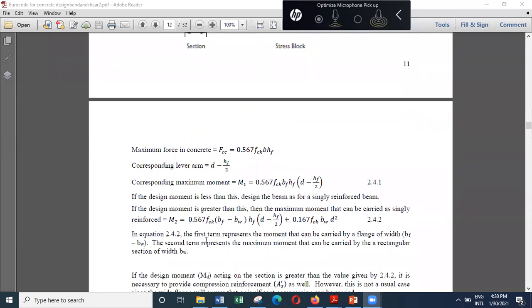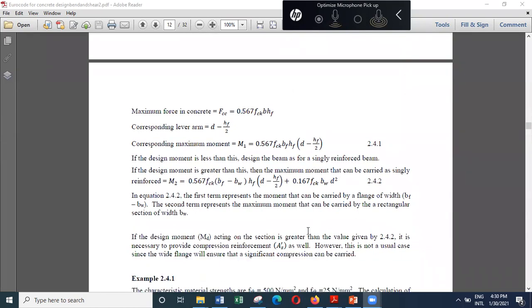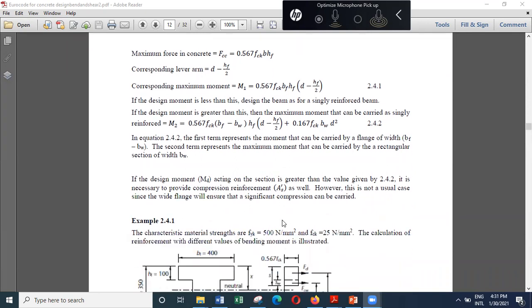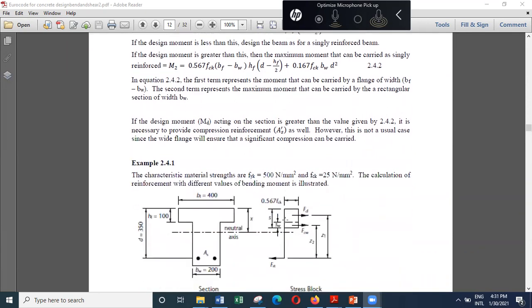In equation 242, the first term represents the moment that can be carried by flange with BF minus BW. Second term represents the maximum moment that can be carried by the rectangular section of width BW. And if the design moment MD acting on the section is greater than the value given by 242, it is necessary to provide compression reinforcement as well. This is not a usual case, but in the case of foundation, sometimes you find this is needed. The reason is foundations can be very heavily loaded.